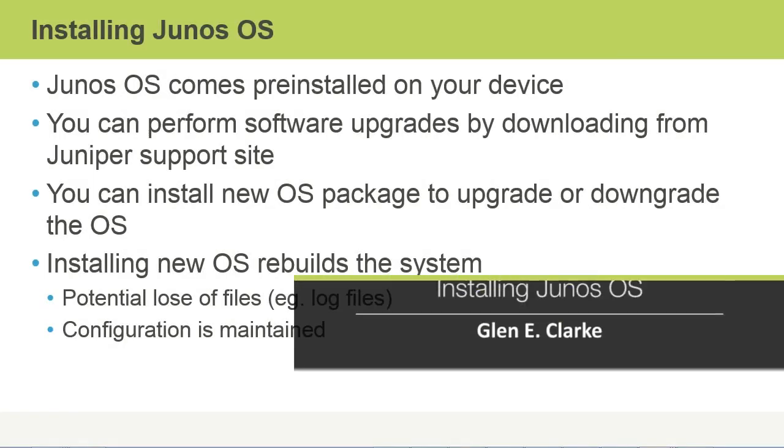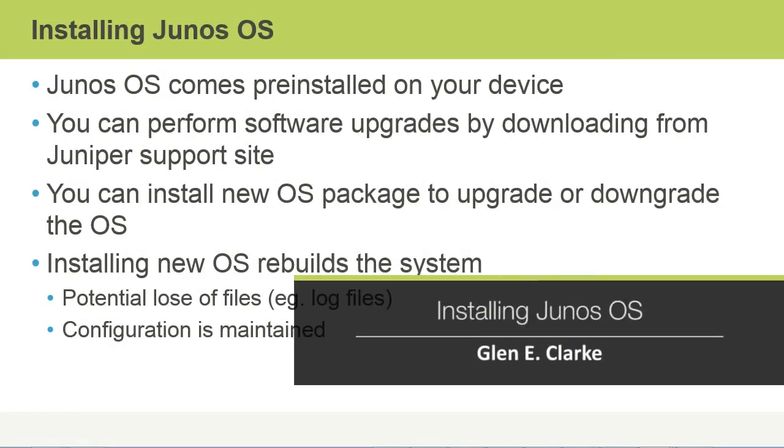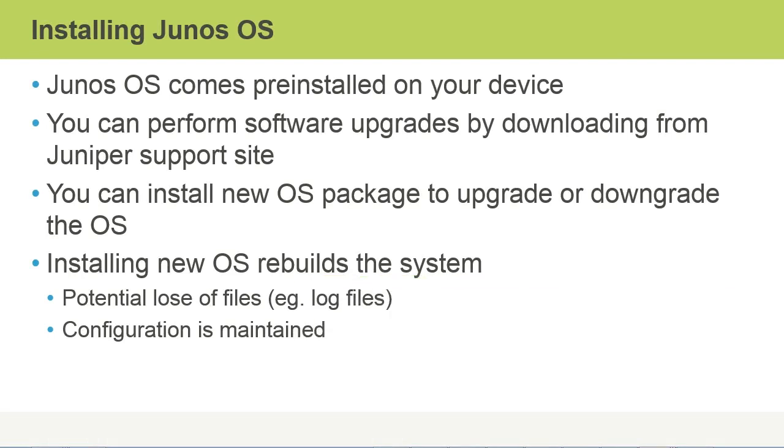In this video, we'll discuss installing the Junos OS. The Junos OS comes pre-installed on your Juniper device, but you can perform a software upgrade or downgrade by downloading from the Juniper support site. As I mentioned, you can install these new OS packages to perform upgrades or downgrades of the operating system itself.